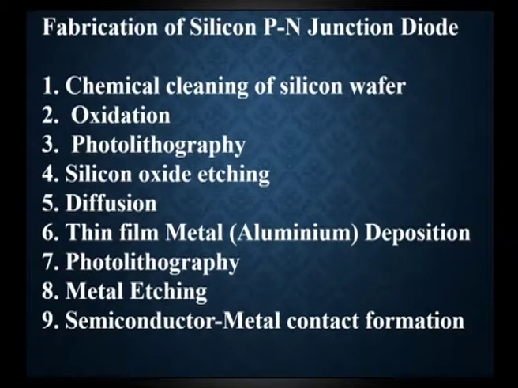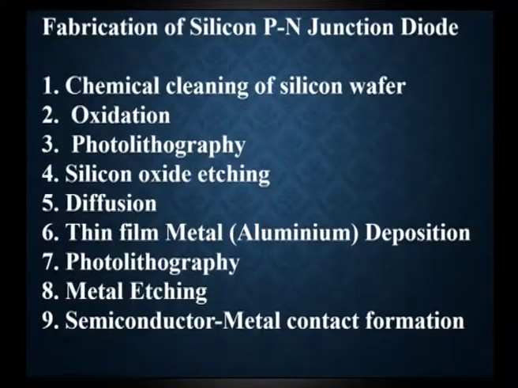In the diffusion step, we add impurities to the silicon. If you want to make a p-type semiconductor, the impurities we need to add are trivalent impurities. Trivalent impurities like boron are added for a p-type semiconductor. This is how diffusion works.